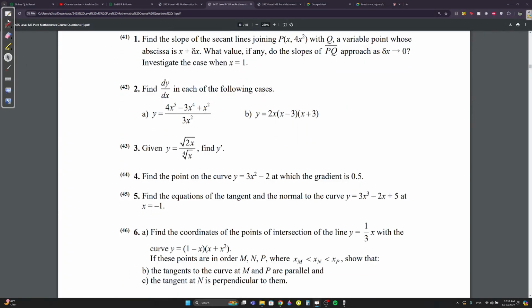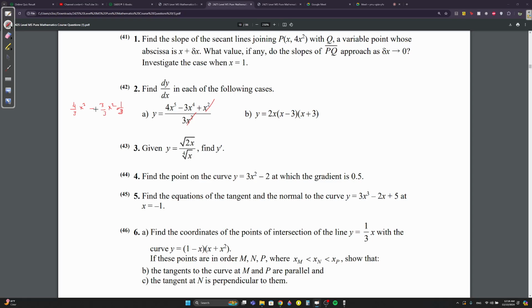Find dy over dx in the following cases. Let's go through this very quickly. Here, obviously, we need to cancel the 3x squared, cancel x squared. You're going to get 4 over 3 x, since x cubed minus x squared is x. Then x squared over x squared just cancels. You're going to get 1 over 3, just 1 over 3 because there's no more x.